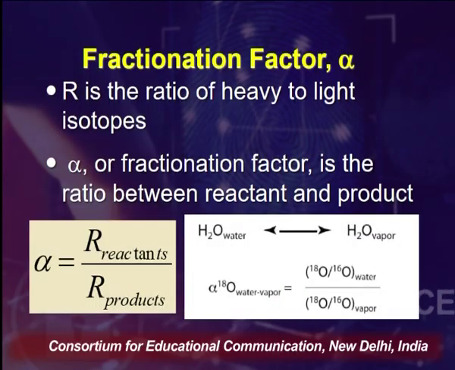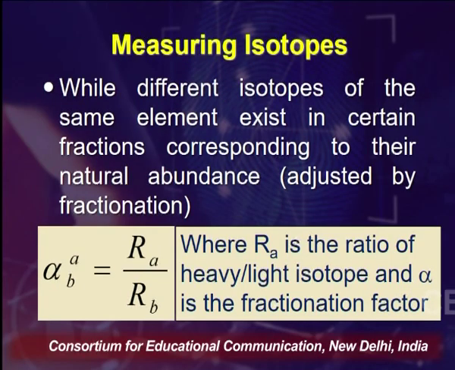The fractionation factor which we use is alpha. R is the ratio of heavy to light isotopes. Alpha, or the fractionation factor, is the ratio between the reactant and the product, where we can get to know what is the ratio of the reactants which we have taken and what is the ratio of the products which are coming out of the equation.